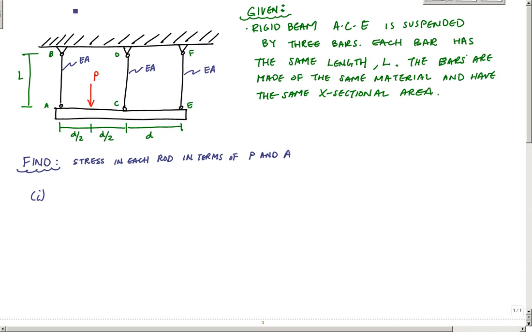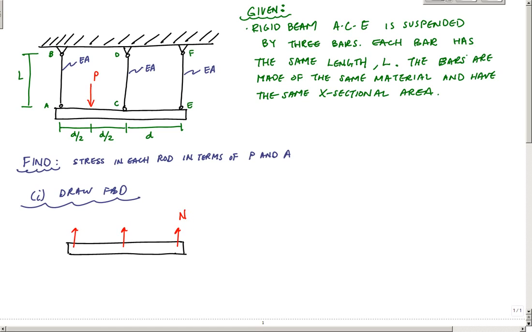So the first thing we're going to do is draw a free body diagram of this. I have my beam ACE. Here I have, let me draw my tension forces associated with each rod here. I'll call that NEF, NCD, and NAB. And then I have the external load applied here, P.